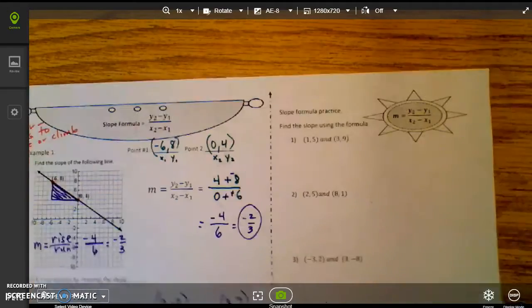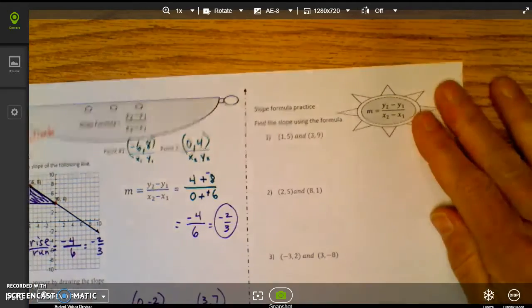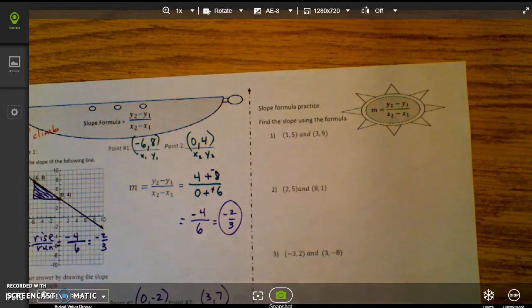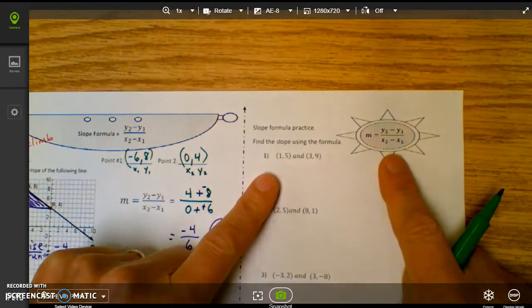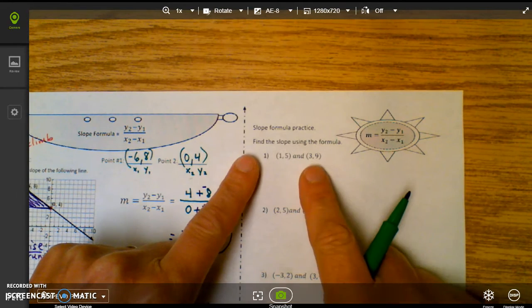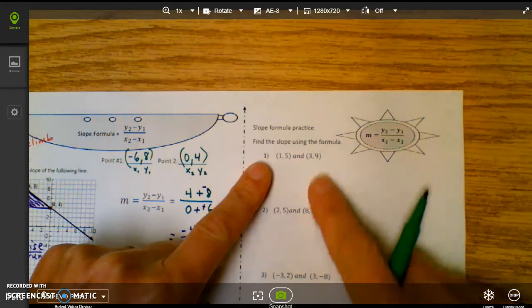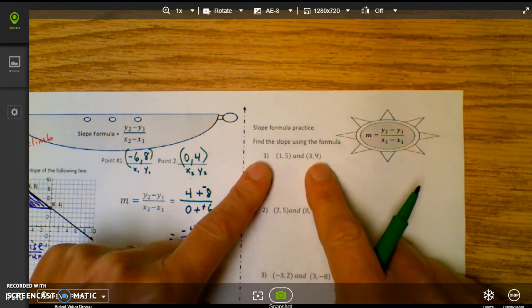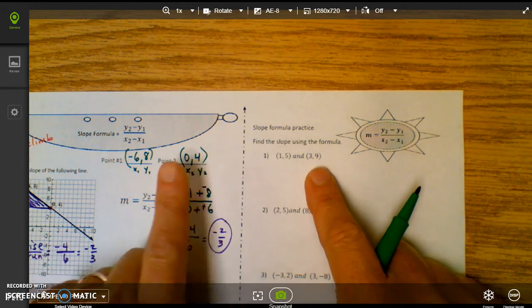So on the other side, there's a couple practice problems that we'll do together, and then I'll have you pause the video and try some on your own. The formula, again, is at the top of your paper. We always need that handy. And you'll notice I didn't give you any graphs to worry about on this one. We're just going to focus on doing these using the formula.